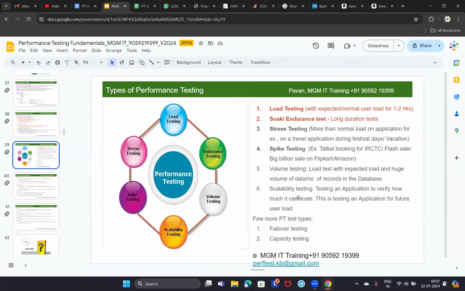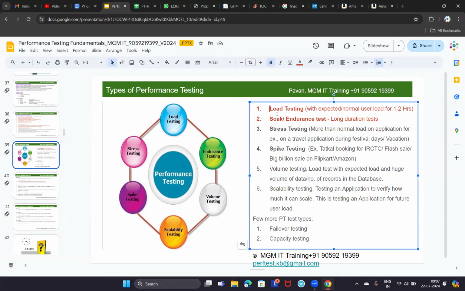But if they ask about volume testing and you know it, you can tell that. But you can say that you didn't get a chance to work on it because every application doesn't require all these types of testing. But these are the important ones in order of priority.